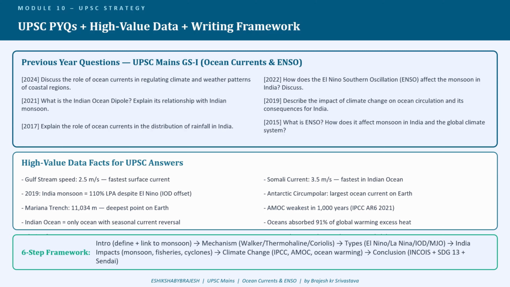One final thought. In an exam, when you write about climate and ENSO, always show both sides. El Nino equals bad for India, La Nina equals generally good but can cause floods. Never be absolute. Nuance is what separates 8 out of 10 answers from 6 out of 10 answers.